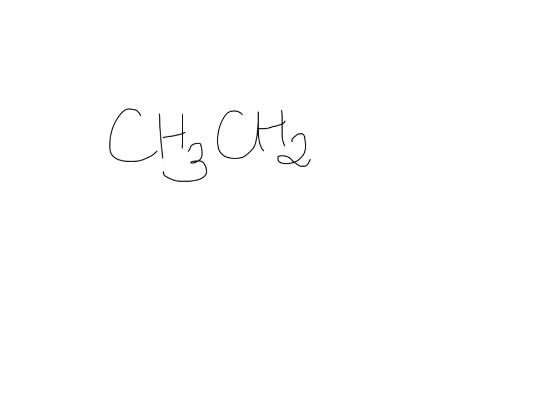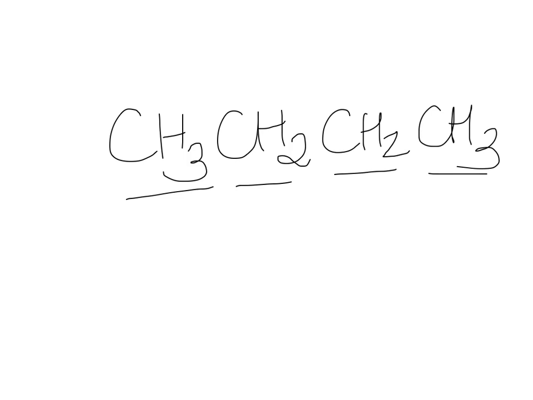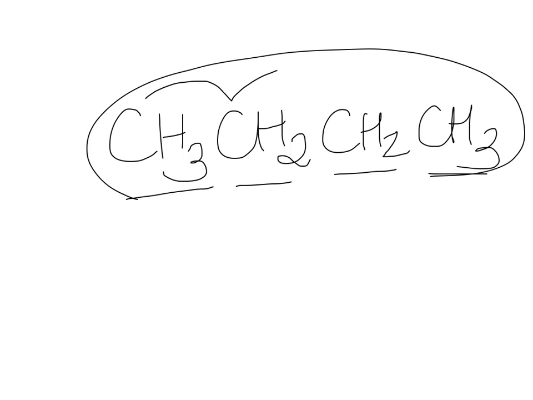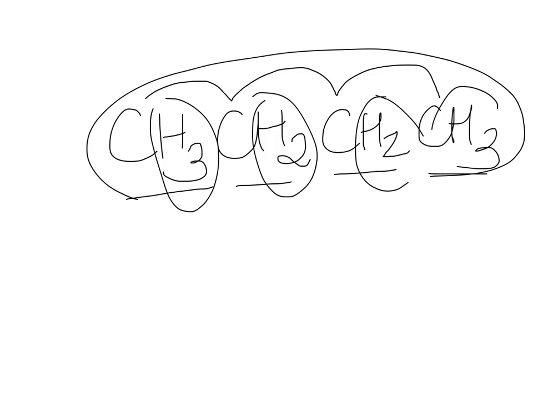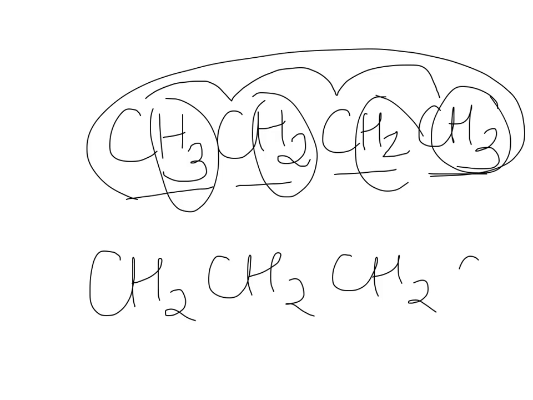This can be written in a condensed form as CH3, CH2, CH2, CH3. So what does this tell us? This tells us that these carbons are all connected and each of them has this number of hydrogens connected to them. So we write it as CH3, CH2, CH2, CH3. This is the condensed formula.